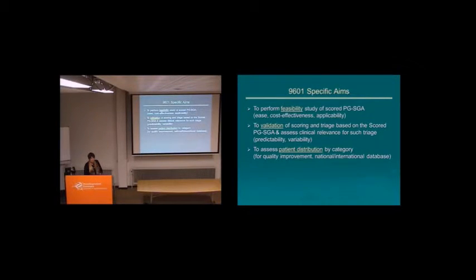The specific aims of the study were to check the feasibility of utilizing this scored version in terms of ease, cost effectiveness, and applicability, to validate the scoring and the triage that we determined might make sense. One of the nice things is we had people involved in oncology, medicine, and nutrition. So if it made sense from somebody in nutrition but didn't make sense from a medical standpoint, it was that interdisciplinary thought process that made a difference. And then to understand the patient distribution by category, to then look for quality improvement, national, international database.